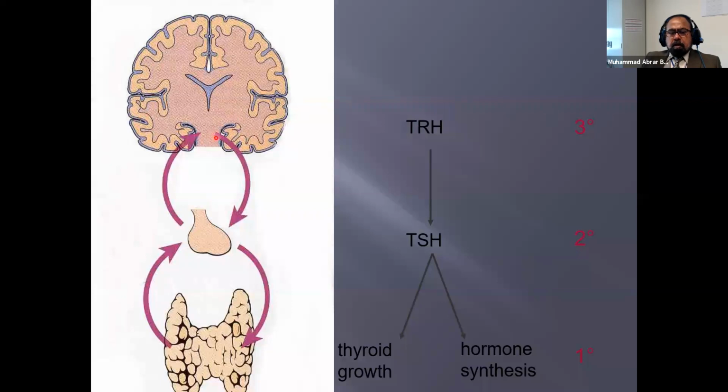Because the hypothalamus secretes thyrotropin releasing hormone, which activates the pituitary to secrete TSH. So if TSH is not secreted, it does not stimulate the thyroid to secrete thyroid hormone. So if the problem is in the pituitary, we call it secondary. Or if there is a problem here, we call it tertiary. But suppose the pituitary gland is okay and secreting TSH, but the thyroid is not producing the hormone. Then we call it primary, because the problem is in the thyroid gland itself, not in the pituitary or in the hypothalamus.